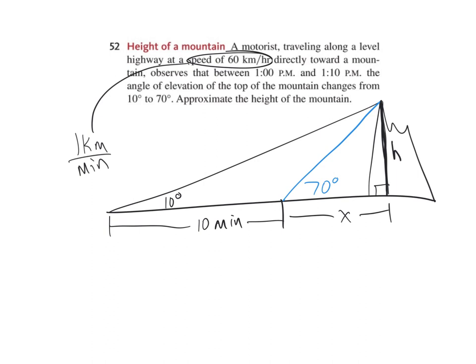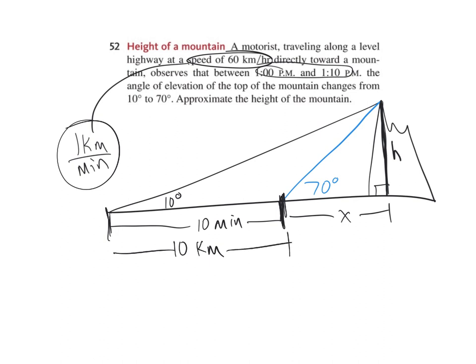Okay, the height of a mountain. Motorist traveling along a level highway at a speed of 60 kilometers an hour. That is 1 kilometer a minute. So I changed it to minutes because we're going to be changing here. Toward a mountain, observing that between 1 o'clock and 1:10. That's 10 minutes later. So 10 minutes, they take another reading. So we're right here. We started here. 10 minutes later, we're here. So that's 10 kilometers. 1 minute is 1 kilometer. So that's our distance now we have for that part.